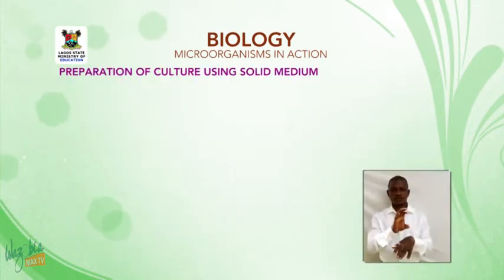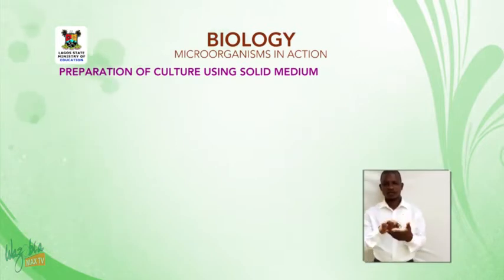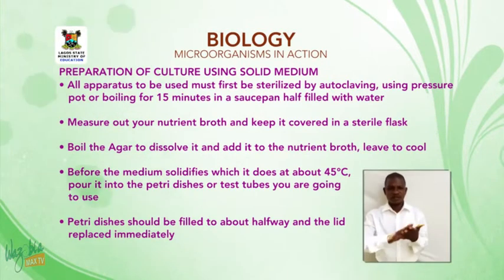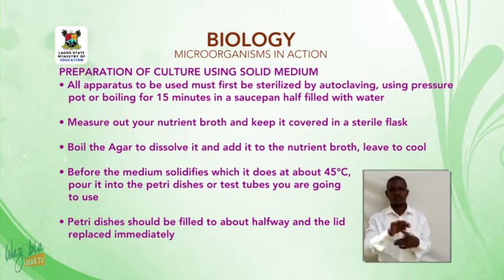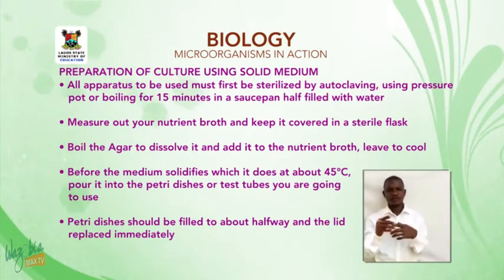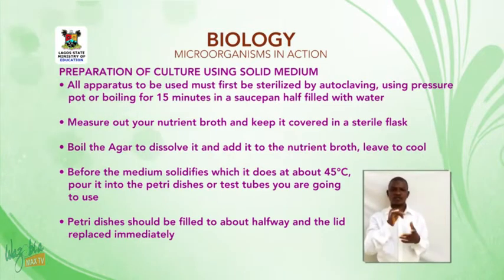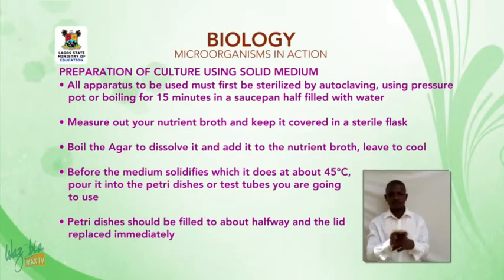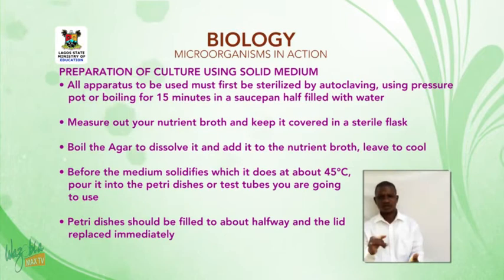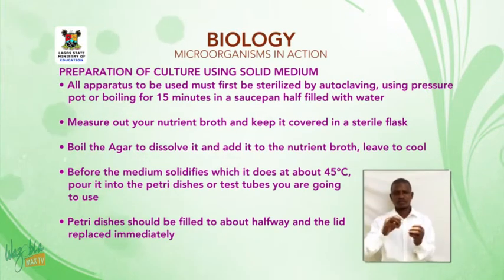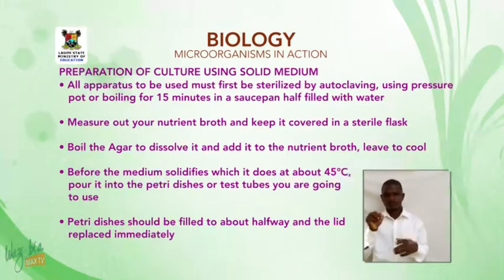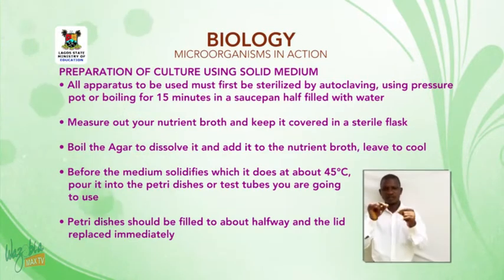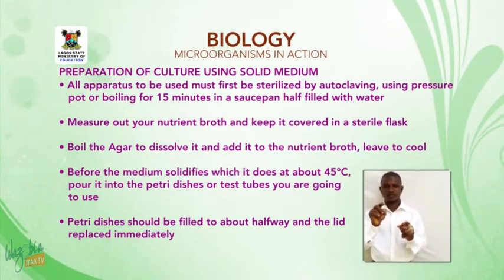Preparation of culture using solid medium. All apparatus to be used must first be sterilized by autoclaving, using a pressure pot, or boiling for 15 minutes in a saucepan half filled with water. Measure out your nutrient broth and keep it covered in a sterile flask. Boil the agar to dissolve it and add it to the nutrient broth. Leave to cool. Before the medium solidifies, which it does at about 45 degrees centigrade, pour it into the petri dishes or test tubes you are going to use.